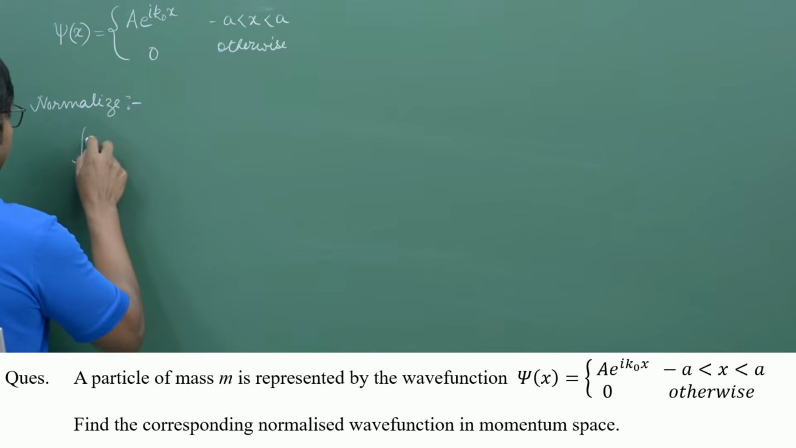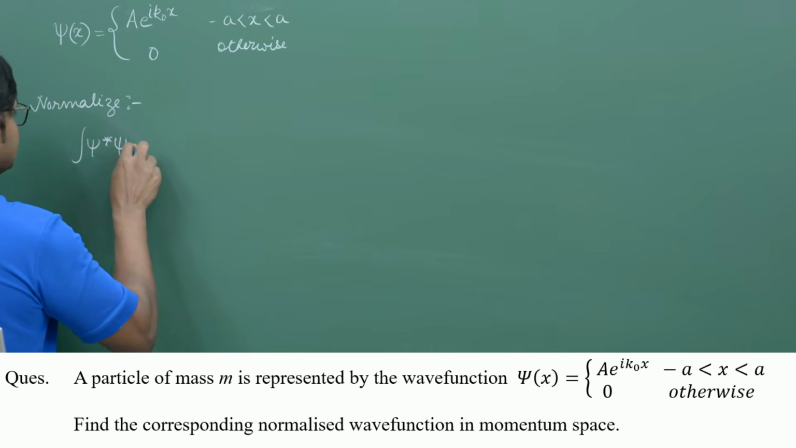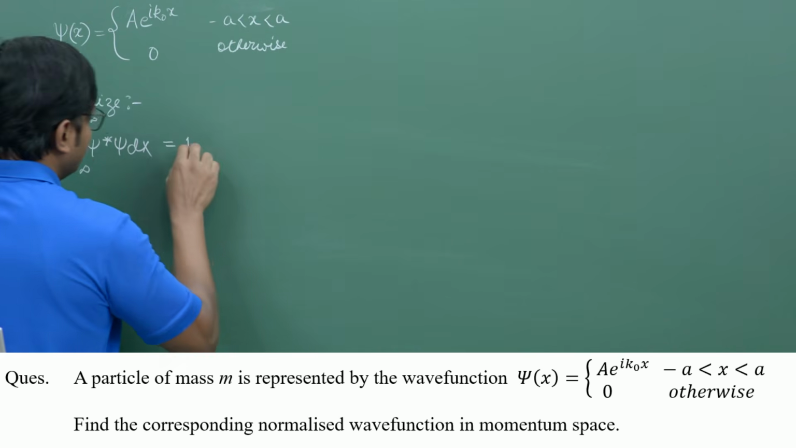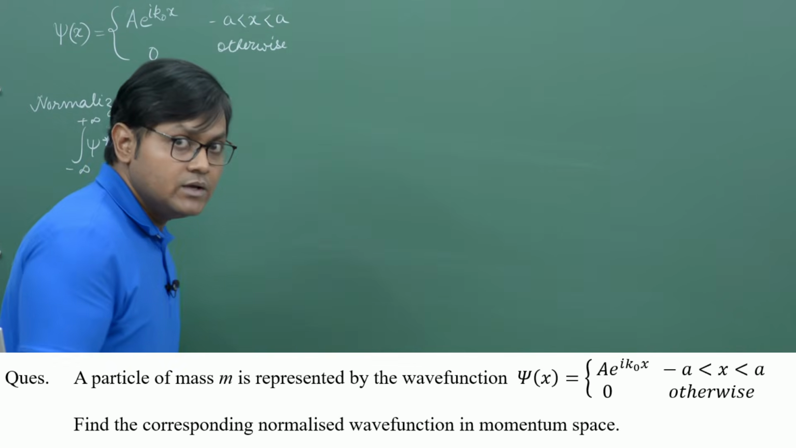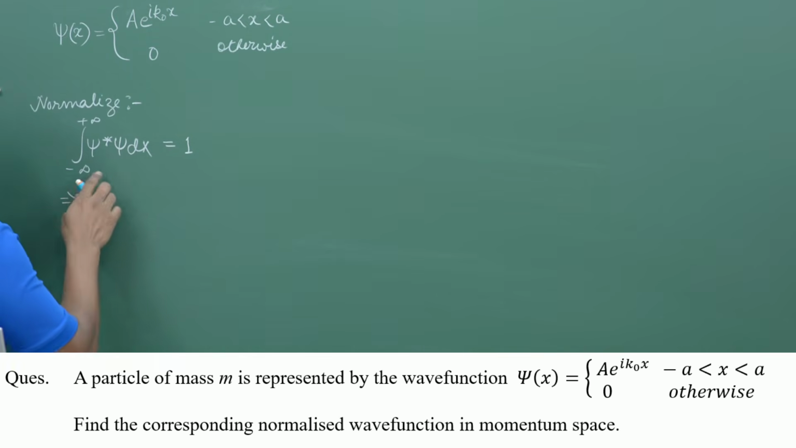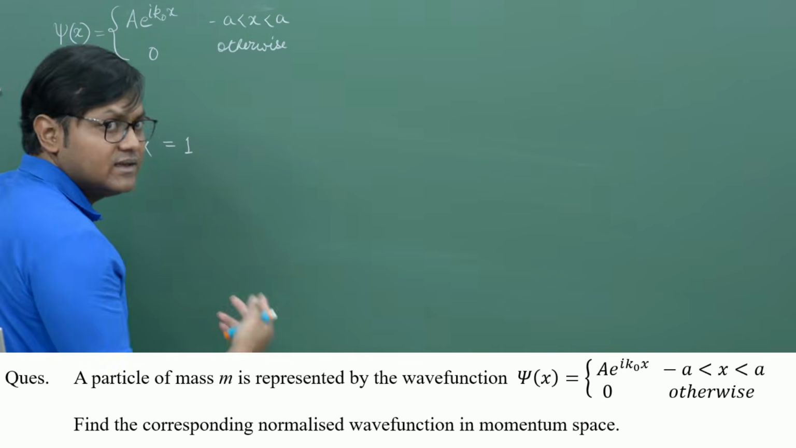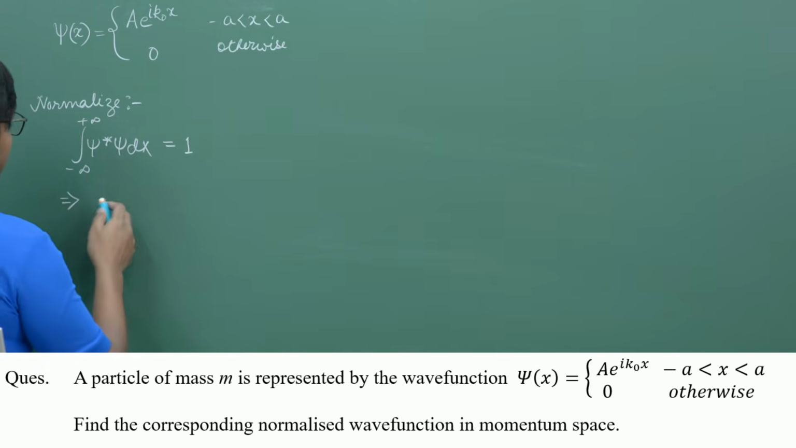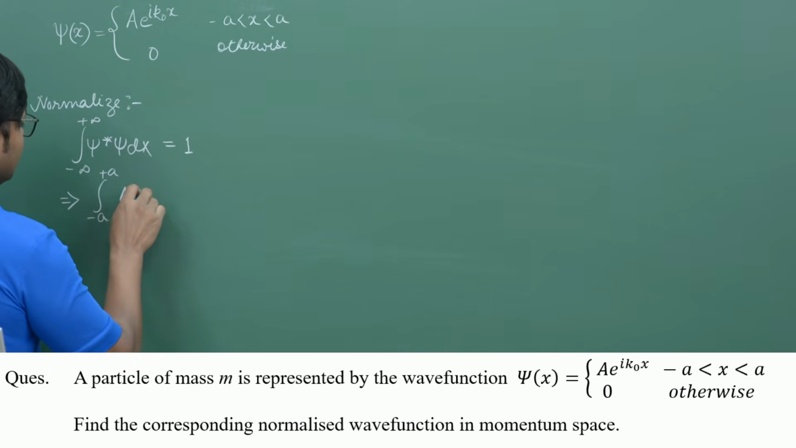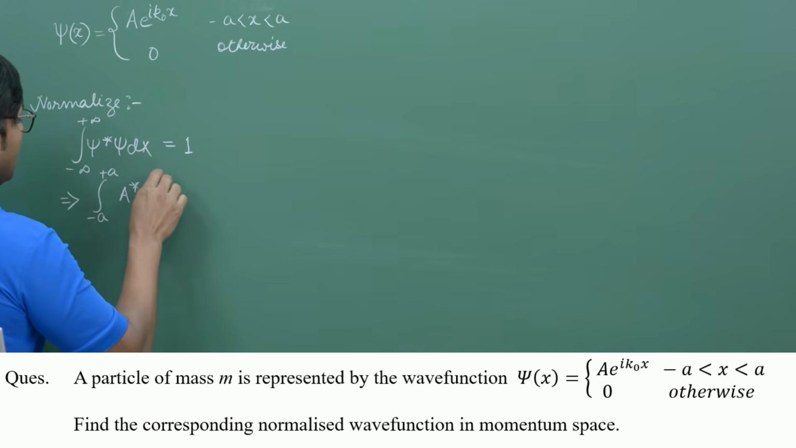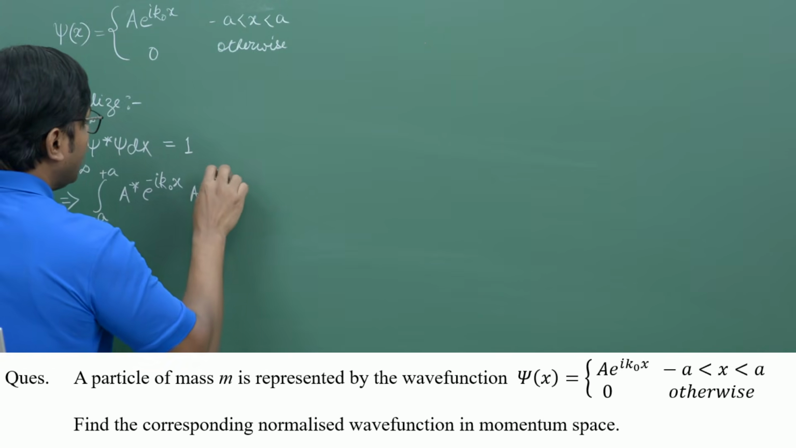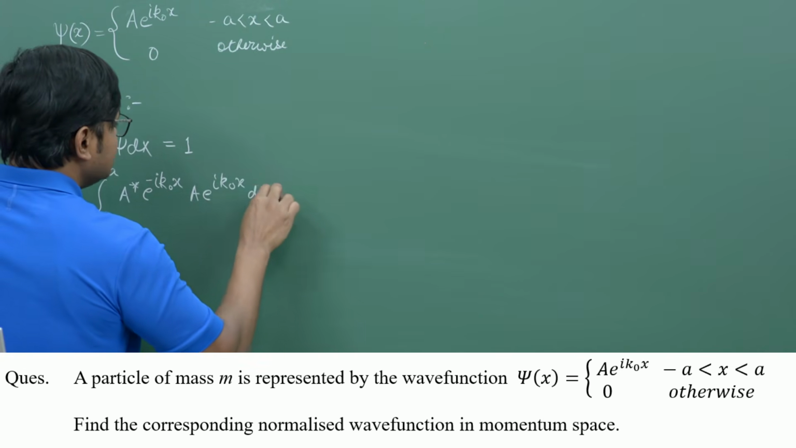So how do you normalize it? You take psi star, psi dx, from minus infinity to plus infinity, equal to 1. That means the probability of the particle being found in the entire universe along the 1D is exactly equal to 1. But because the particle doesn't really exist beyond minus a and plus a, the wave function is anyway 0. Therefore this integration can be written between minus a to plus a, and then you have a star e to the power minus iota k naught x, complex conjugate, times a e to the power iota k naught x dx is equal to 1.